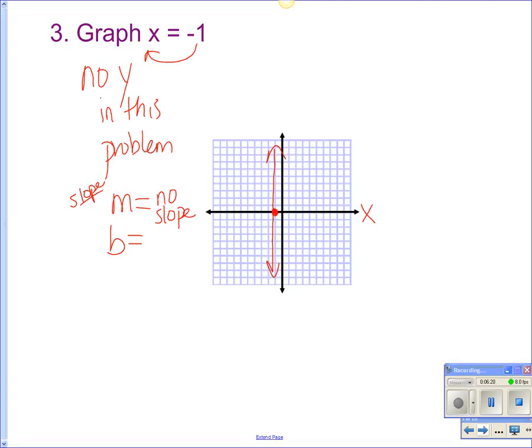Joey, do you remember what the B stands for? All right, it's the y-intercept. Joey, does this line cross the y anywhere? So there's none. There's no y-intercept either. That one's a none.